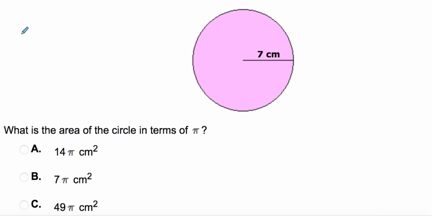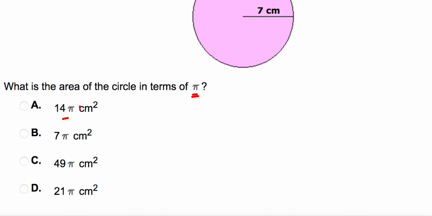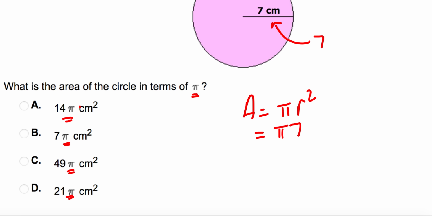All right, this one. We need to find the area of the circle in terms of pi. What does that mean? Well, simply stated, looking at all of our answer choices, pi needs to be in the answer. So I know that the area of a circle equals pi r squared. I know that the radius of this circle is 7. So I know this equals pi 7 squared.